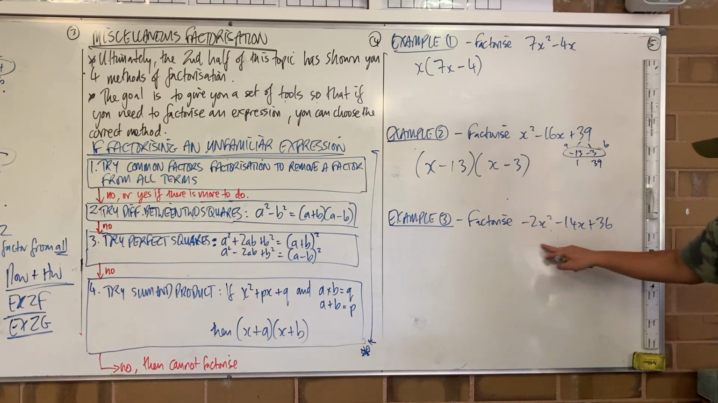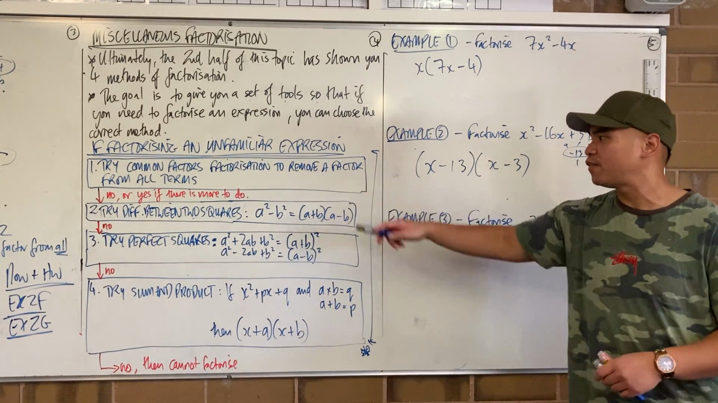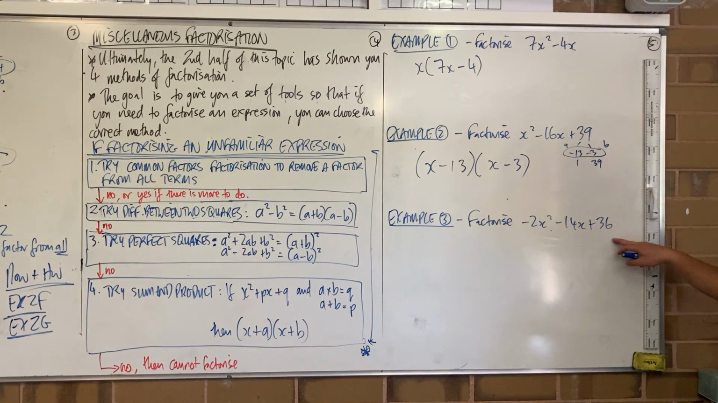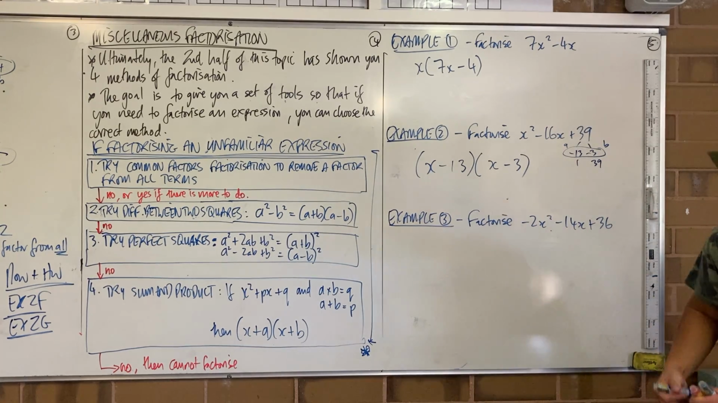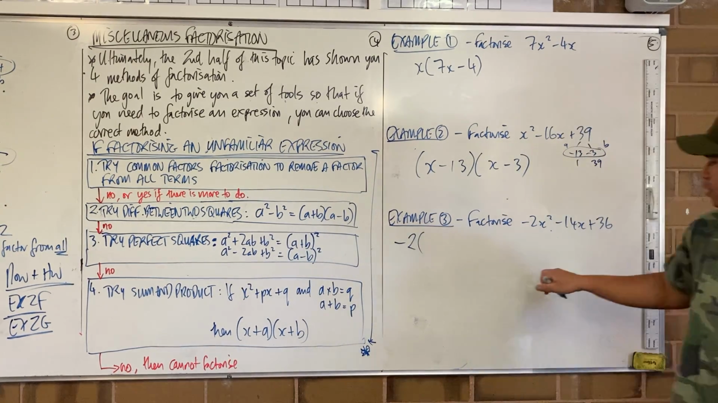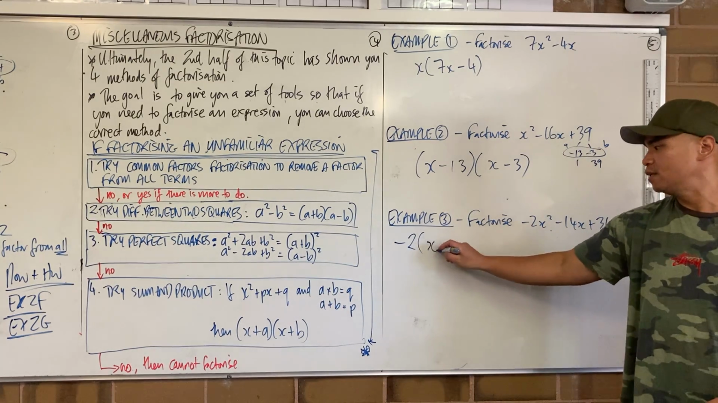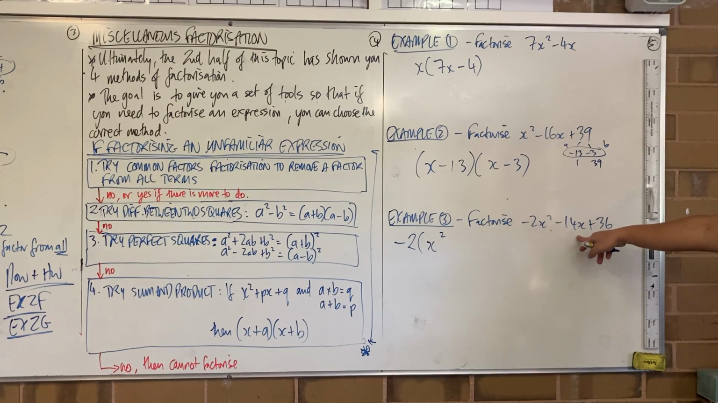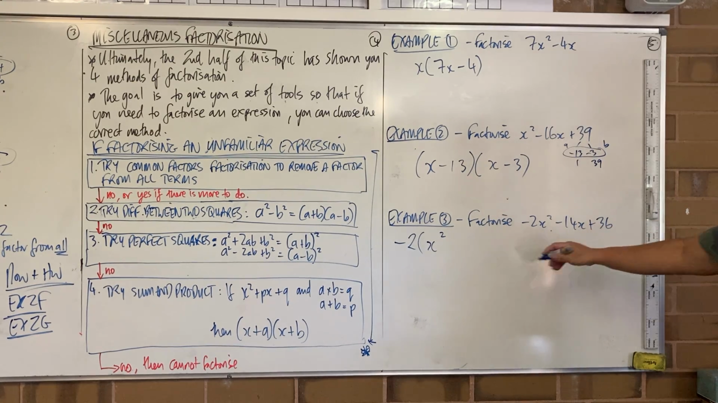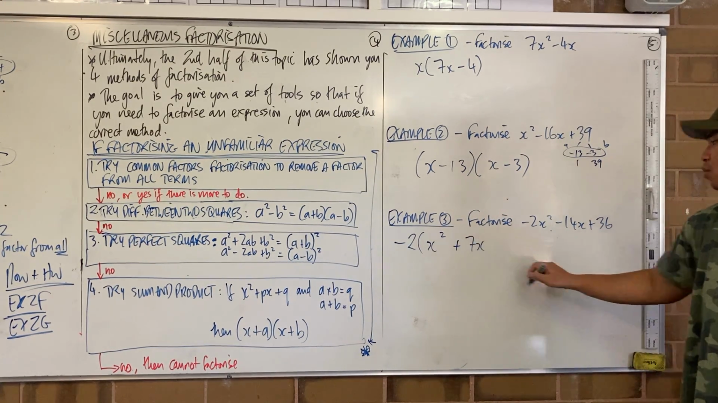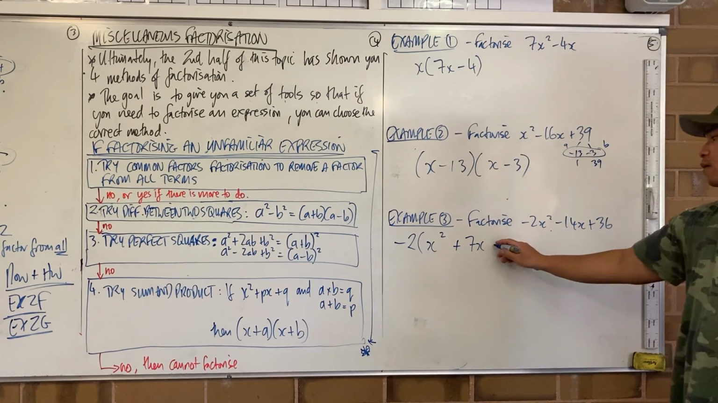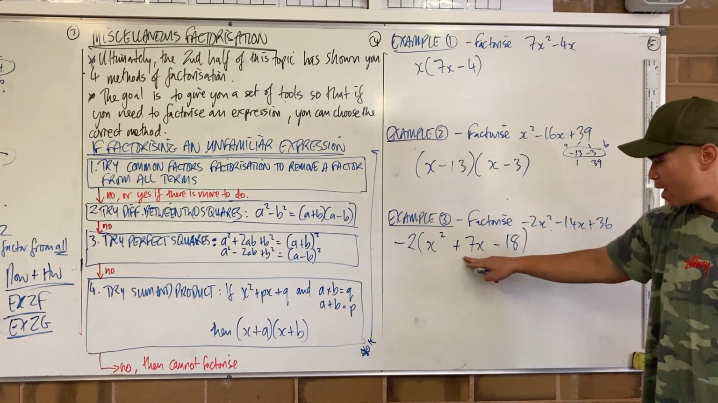Last one here. Step 1, try common factors to remove a common factor from all terms. Is there any number common across all of these? 2. What kind of a 2? Negative 2. I can remove negative 2, chuck it out the front. What's going to be left from this? x squared. What do I times negative 2 by to get negative 14x? Positive 7x. What do I times negative 2 by to get positive 36? Negative 18. Well done. Now I can try factorizing this.